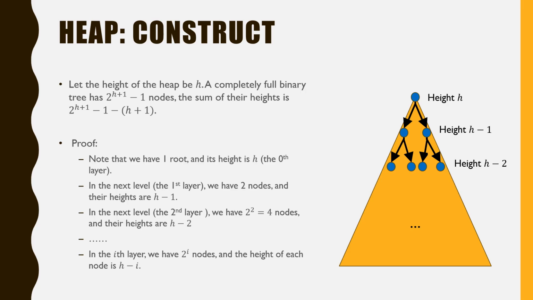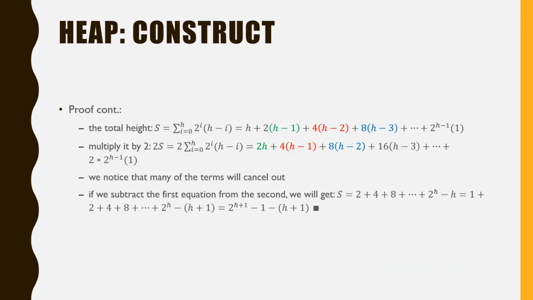To prove the claim, know that there is one root node in the heap, and its height is h. There are two nodes in the second layer, and each node has a height of h minus 1. In general, at the ith layer, there are 2 to the power of i nodes. Each node at this layer has a height of h minus i. We can then sum the heights of nodes in all layers as the formula shown in the first line of the slide.